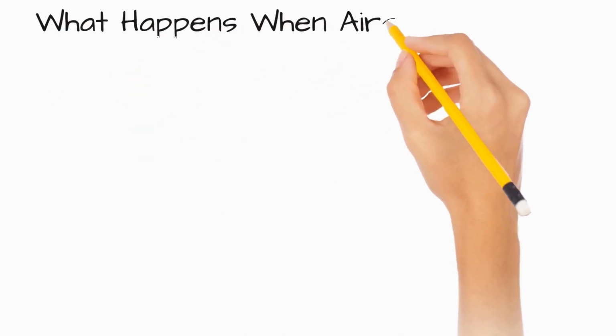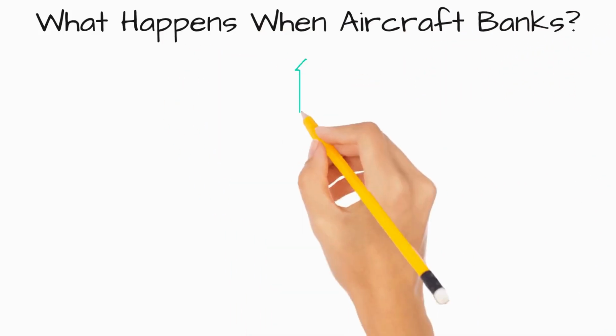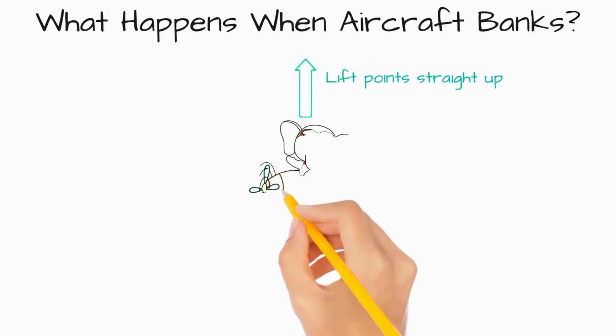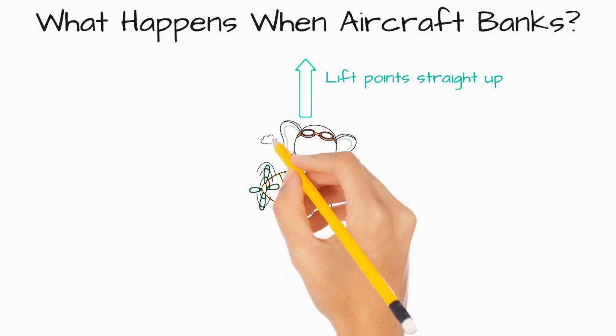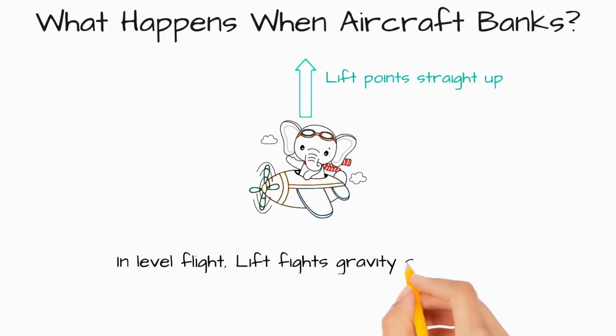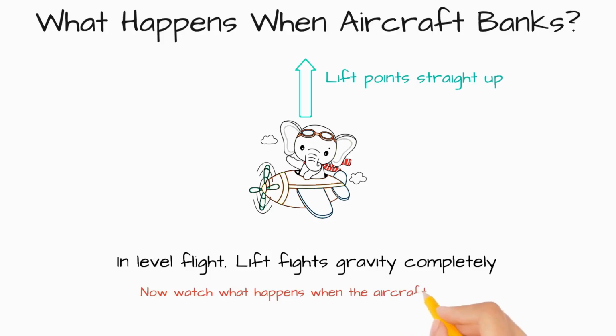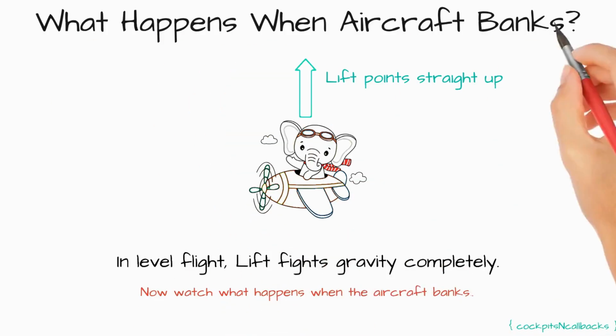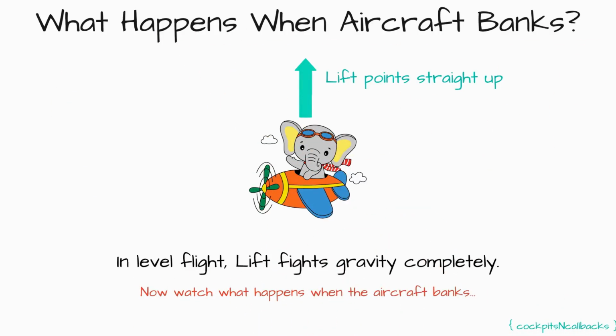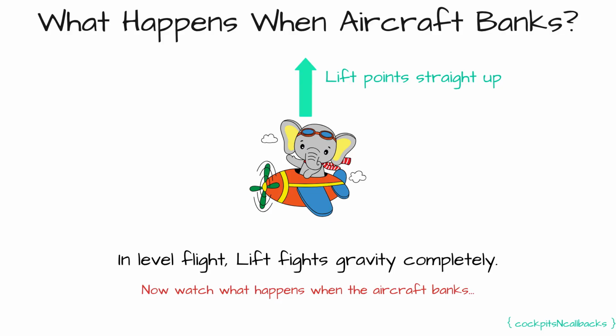Look at this aircraft in level flight. Lift points straight up, every bit of it directly opposing gravity. Nothing wasted. One thing to understand before the next slide: when a pilot banks the aircraft, the wings tilt to one side. That tilt is what makes the aircraft turn. The angle of that tilt is the bank angle. Watch what happens to lift when those wings tilt.